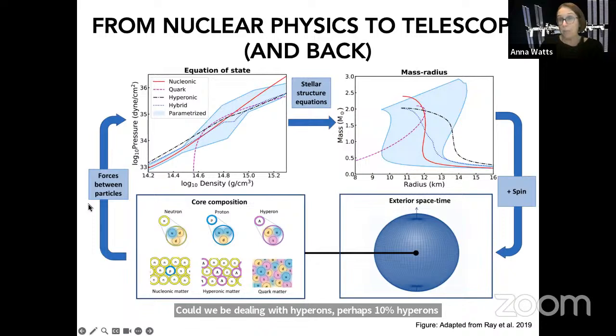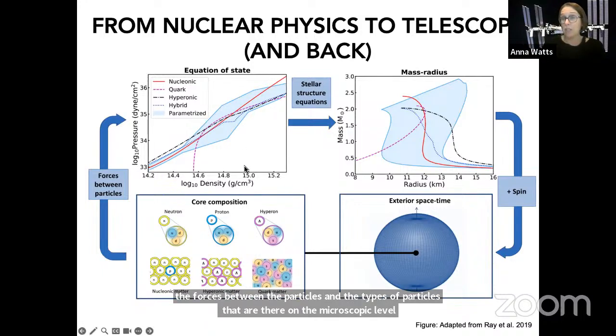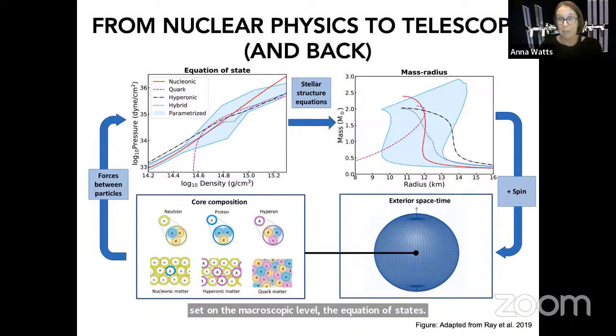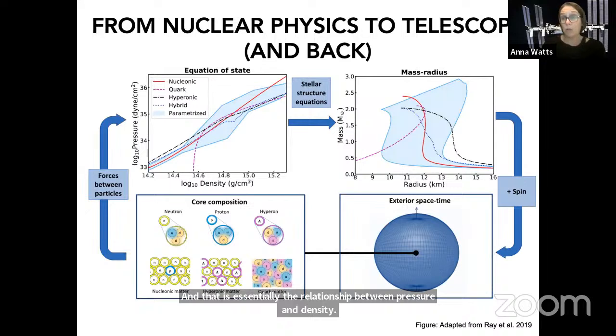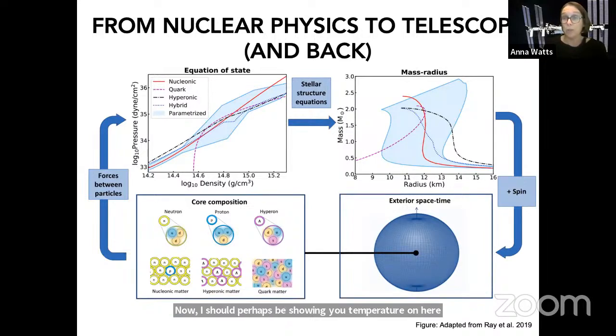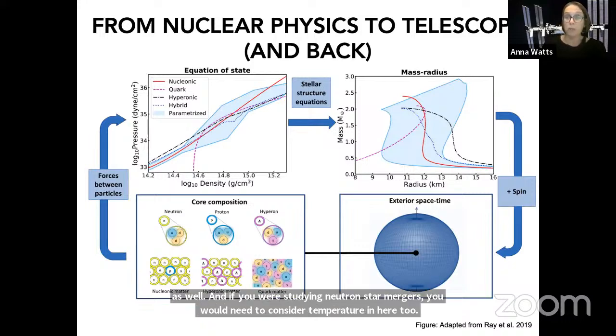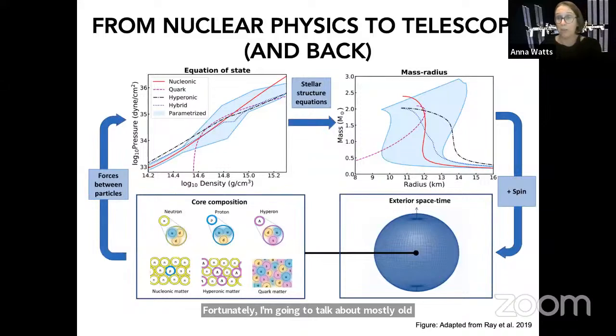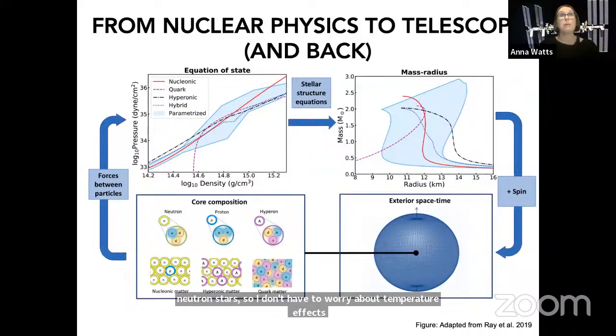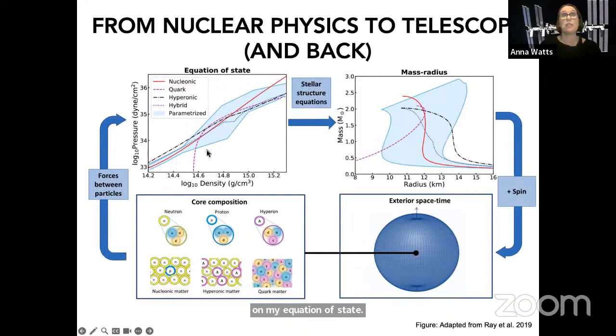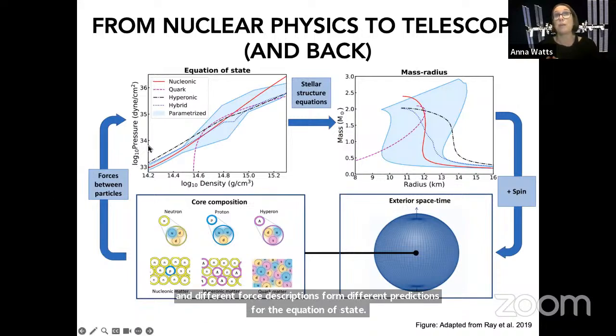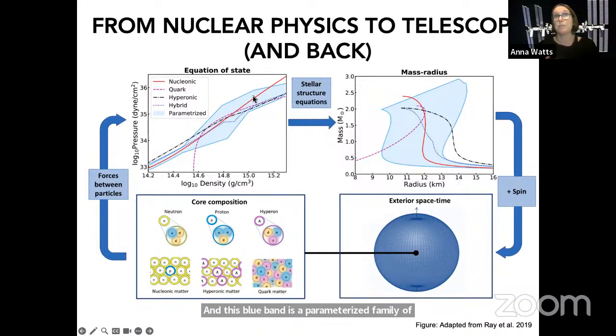Now, the forces between the particles and the types of particles that are there on the microscopic level set, on the macroscopic level, the equation of state. And that is essentially the relationship between pressure and density. Now, I should perhaps be showing you temperature on here as well. If you were studying neutron star mergers, you would need to consider temperature in here too. Fortunately, I'm going to talk about mostly old and cold neutron stars, so I don't have to worry about temperature effects on my equation of state. But in principle, all of these different compositions and different force descriptions form different predictions for the equation of state. And this blue band is a parameterized family of models that spreads over this wide range.